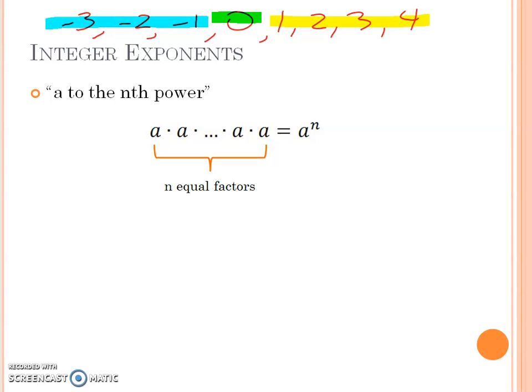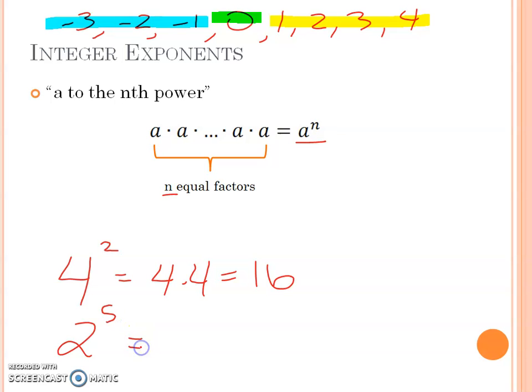So getting started with this one, if you have a to the nth power, that just means a times itself n number of times. So if I have 4 squared, that's the same thing as 4 times 4, which is 16. If I have 2 to the 5th, that's the same thing as 2 times 2 times 2 times 2 times 2. So 5 2's multiplied together gives me 32. I feel like you guys remember that part of it.